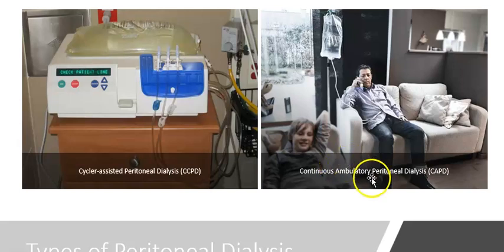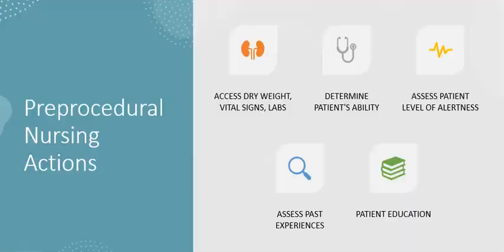The continuous ambulatory PD is done by hand using gravity. The exchanges are called manual exchanges because you need to do the exchange yourself. You may do your exchanges anywhere that is clean and dry. So your CCPD is using a machine at night that does all the work. Your CAPD is you doing it. It's more manual with the use of gravity. Make sure you know the difference.